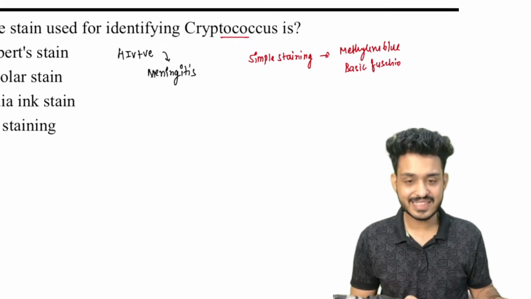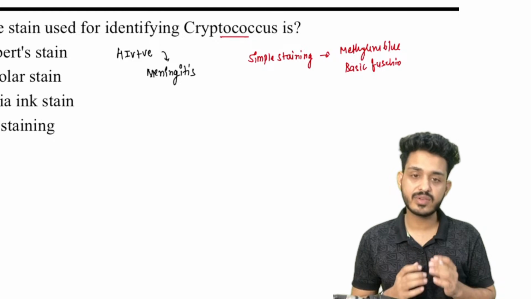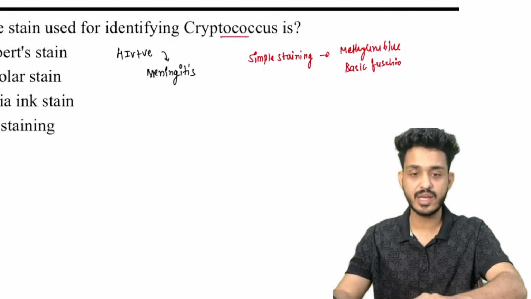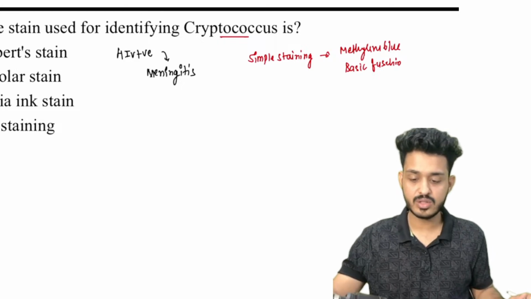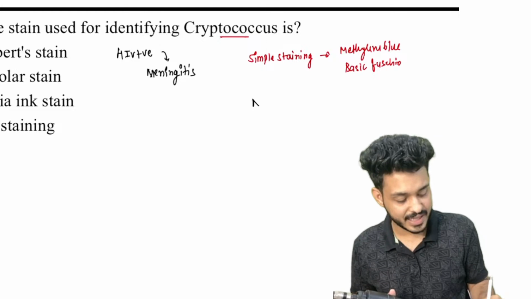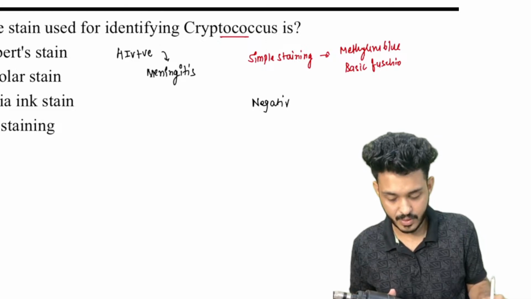Okay, so we have simple staining. In simple staining, we have methylene blue and basic fuchsin. Second, we have negative stain. What is negative stain?